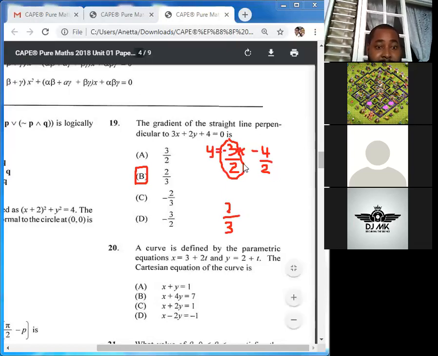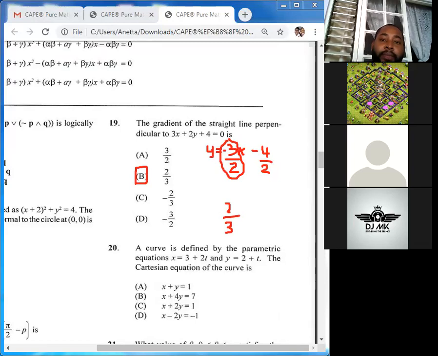So number 20 says what? A curve is defined by the parametric equation, and they want the Cartesian equation, which simply put is just to eliminate the parameter, right? So everything is in x and y. So solve either one of these for t and substitute into the other. Use a simple equation. If I want to solve this for t, bring the 2 over there, t would be equal to y minus 2.